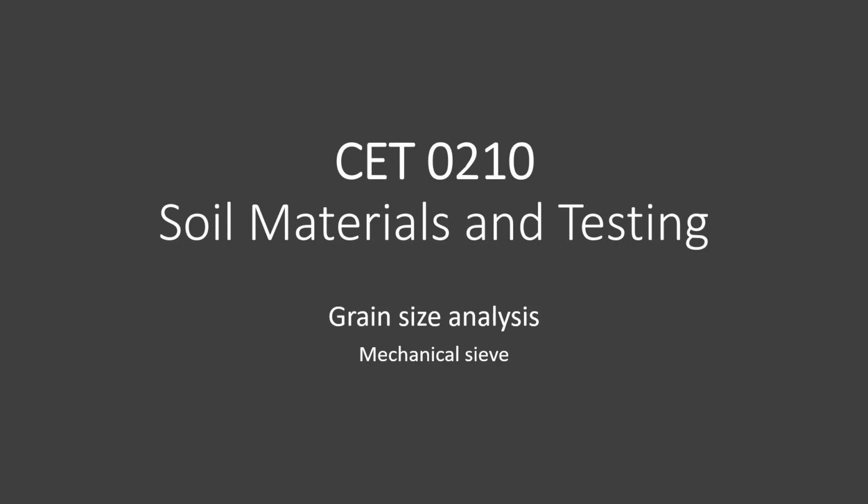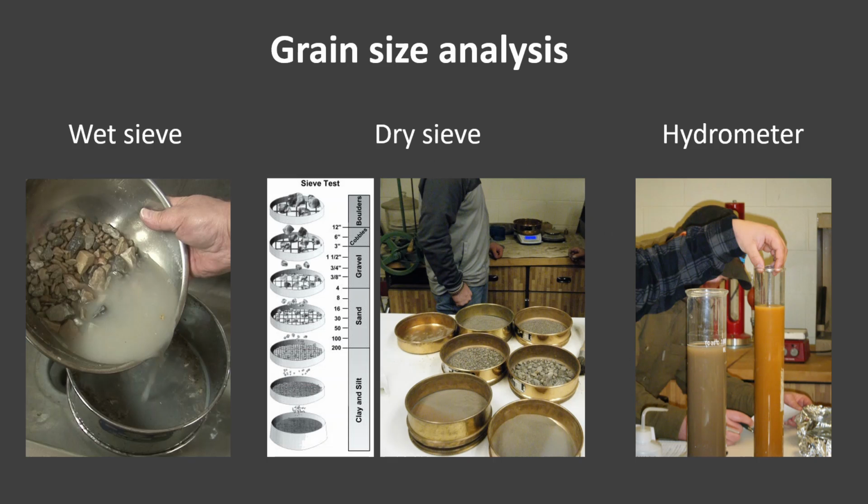This week we're going to continue with our grain size analysis labs and look at the mechanical sieve. And remember, last week we started this series of analysis with the wet sieve process. This week we're working on the dry sieve, or the mechanical sieve, where we're going to get a much finer resolution as we separate out the particle sizes from an original soil sample.